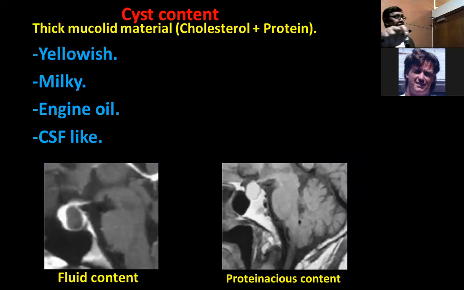So, what are the contents of this cyst? It's mucin, of course, because the epithelium will secrete mucin, and it is mixed with cholesterol and protein. You can get anything between a CSF-like, watery appearance, to engine oil, to milky, or yellowish. Looking at the radiology, you can tell what the content is. Here it looks like CSF, so it's fluid content. In here, it's high proteinaceous material.